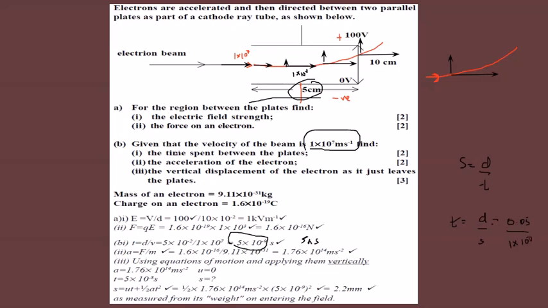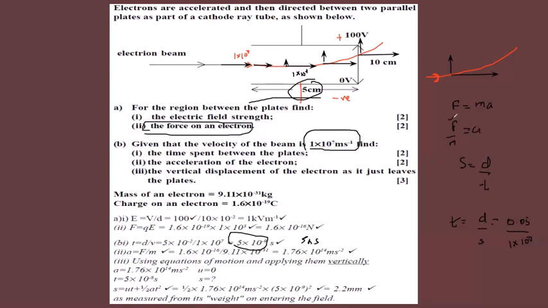In the second part, the acceleration of the electron, because it has an acceleration in a vertical plane. So how to find acceleration? We have the formula F equals ma. So force divided by mass is equal to acceleration. Force we already calculated in part A2. We calculated the force on the electron.